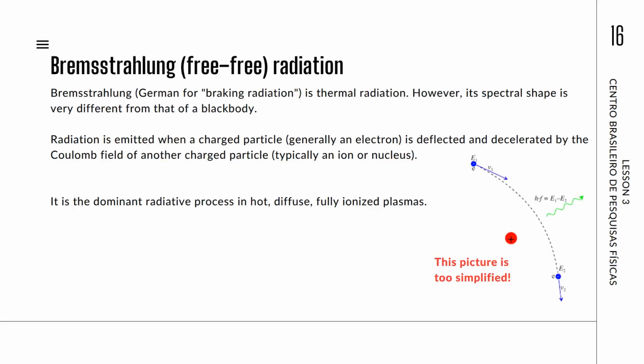And okay, Bremsstrahlung, which is the German word for braking radiation. We consider it thermal radiation. We call it thermal, however the spectrum is very different from the black body. The radiation is emitted when a particle is decelerated and loses energy when it interacts, for instance, when an electron interacts with a proton or an ion. So it will change direction, change speed, and then it will emit a photon.